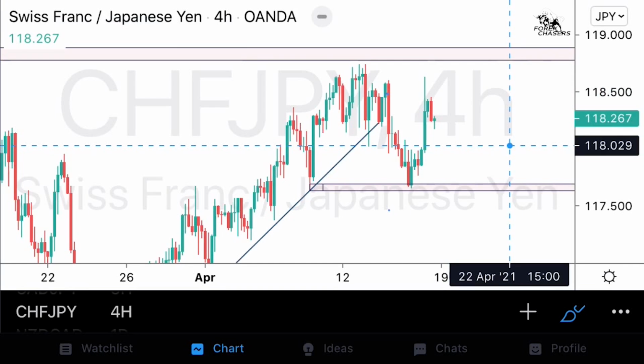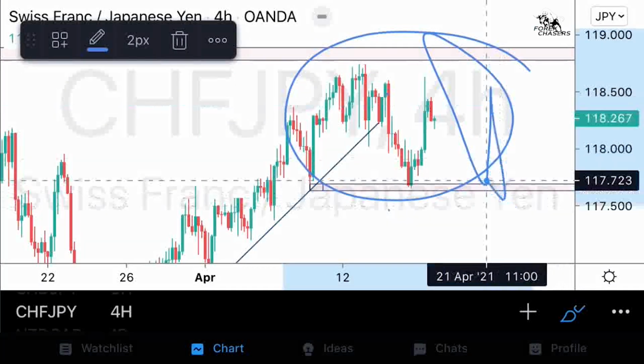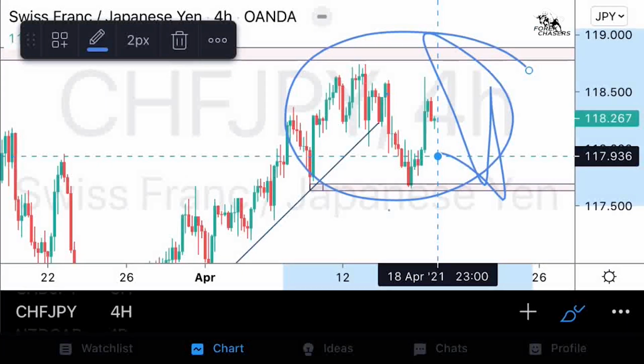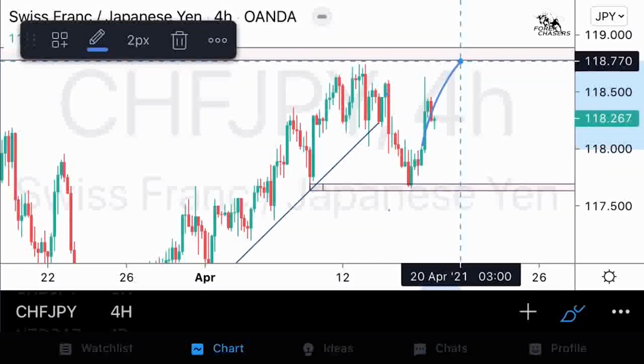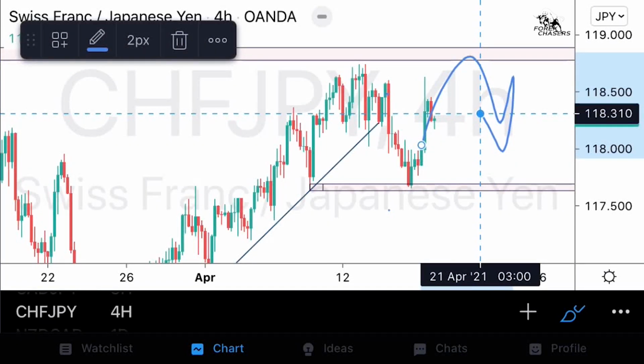I understand that I am at resistance, and it makes more sense to be looking for sell biased positions. So that's basically what I'm going to go into next week. CHFJPY, guys, I am going to be looking for some sell bias setups. Let's go into the next pair.